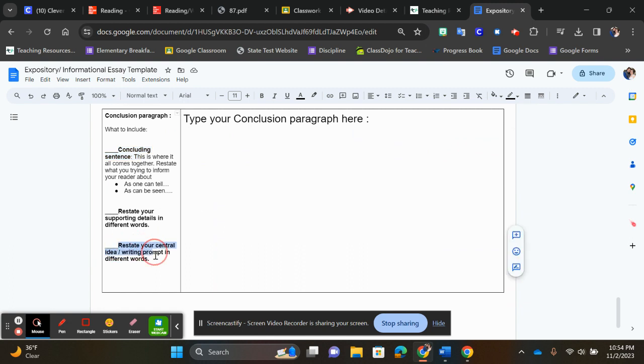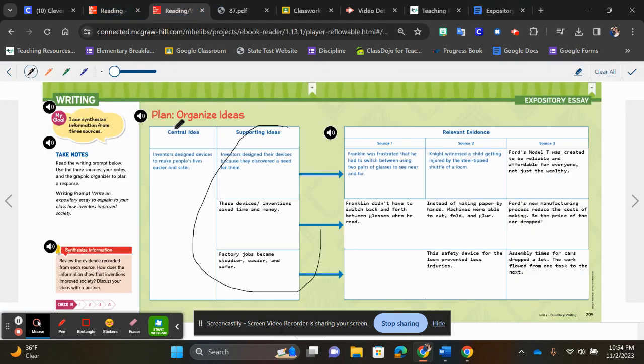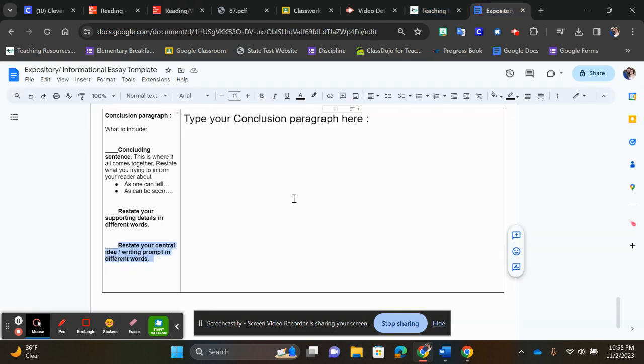And then the last sentence of your conclusion is where you're going to restate in different words your writing prompt or central idea. Again, you come back here. Here's your central idea right there. Anyway, this is your central idea. So if you can just reword this, that could be your last sentence of your conclusion. You can come up with that. I think you'll be totally fine.